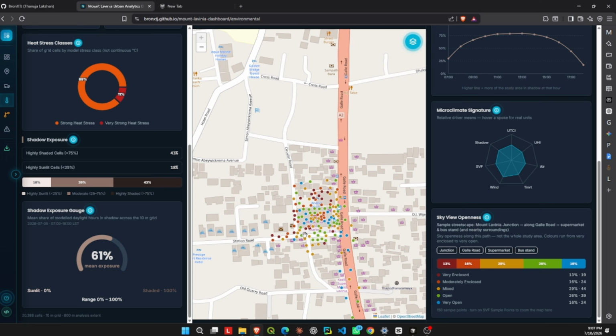So shade is generated by these buildings, right? So the openness is very low, and these green ones are inside the market building, so there's no roof in the Mount Lavinia market building, so it gets a moderate one, right?